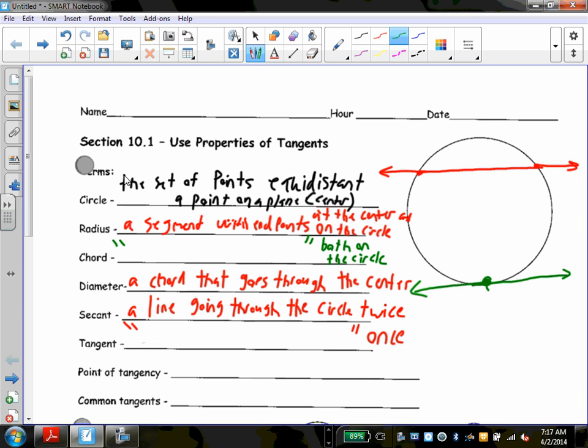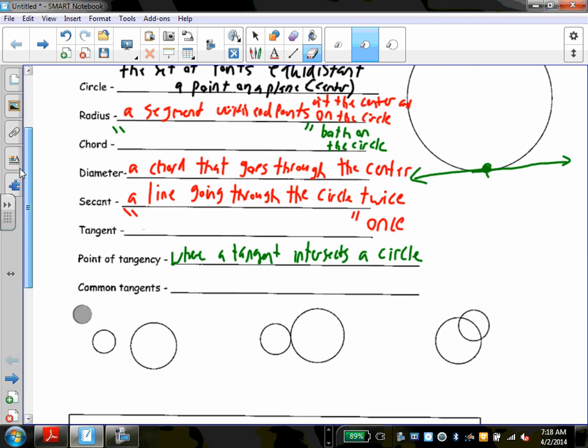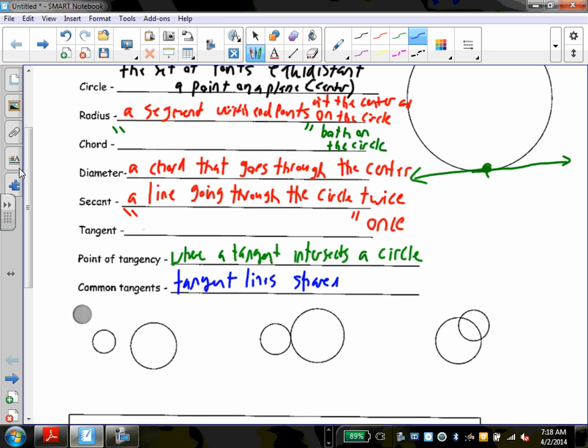The point of tangency is where a tangent intersects a circle. Yeah, so those are most of the definitions. One more, and we're actually going to go to the pictures below for this one. Common tangents are tangent lines shared by multiple circles.